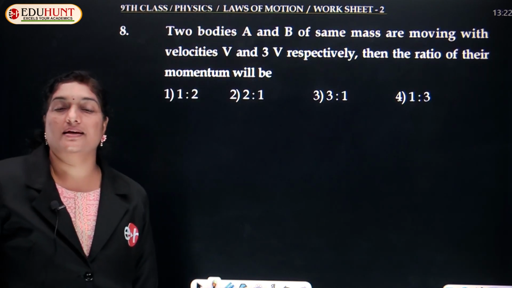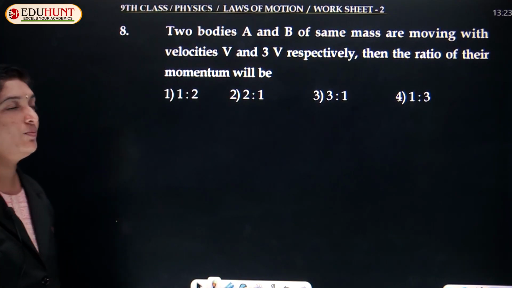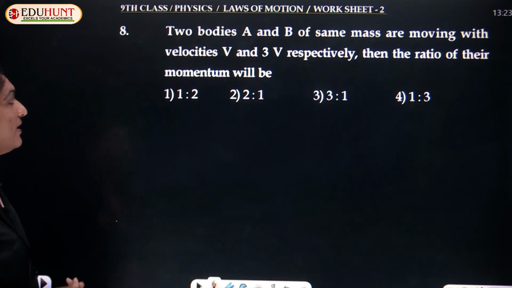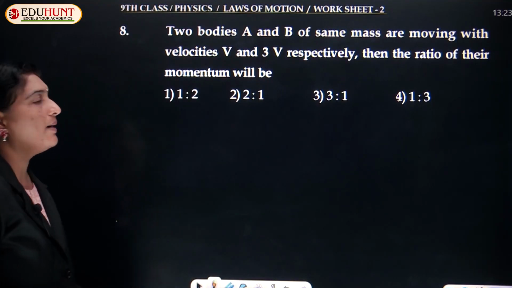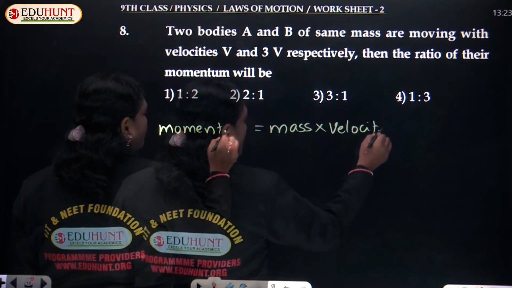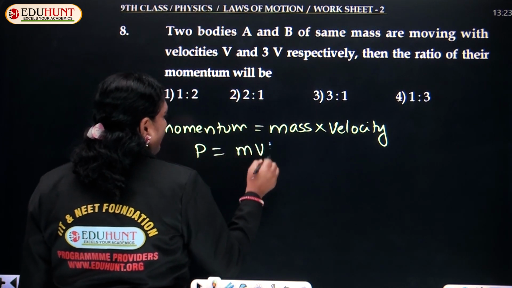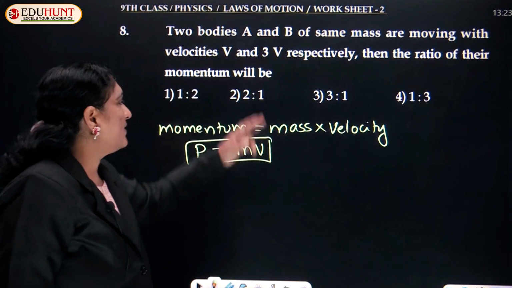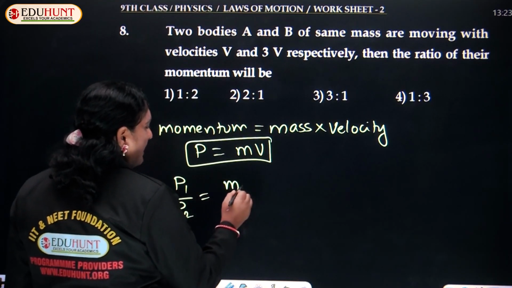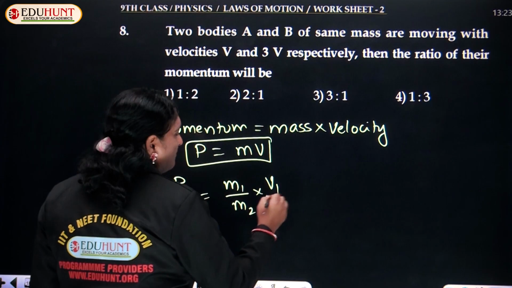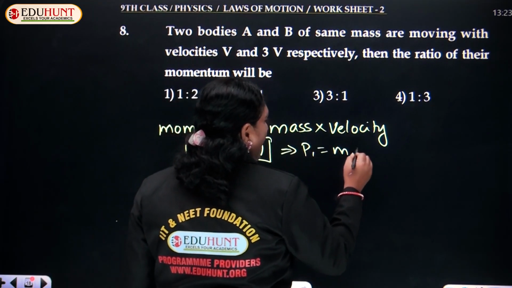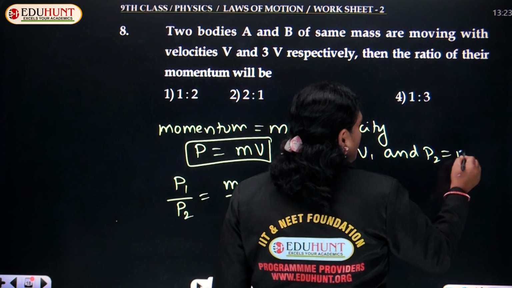So now let us move to the next question, that is question number 8. Two bodies. How many bodies? Two bodies, A and B, of same mass, are moving with velocities v and 3v respectively. Then the ratio of their momentum is. As we know that momentum is given as product of mass and velocity. So momentum indicated with the letter P is equal to mv. You are asked to find the ratio of their momentum. So first momentum let us indicate with P1, next momentum P2, then mass M1, M2 and velocity for first one v1 and v2. So P1 is equal to m1 v1 and P2 is equal to m2 v2.